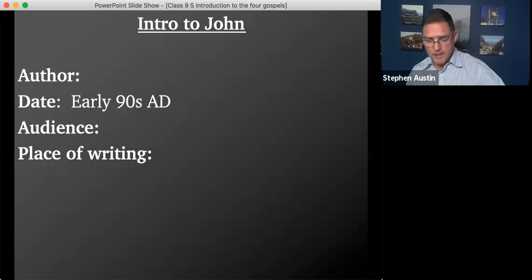The place of writing in this is likely Ephesus, and it's probably written in the early 90s AD. And so you think about that just for a minute. You wonder how old John was. We're going to talk about that a little bit later, but some sources suggest that John was as young as 8 when he was part of the group of the apostles.